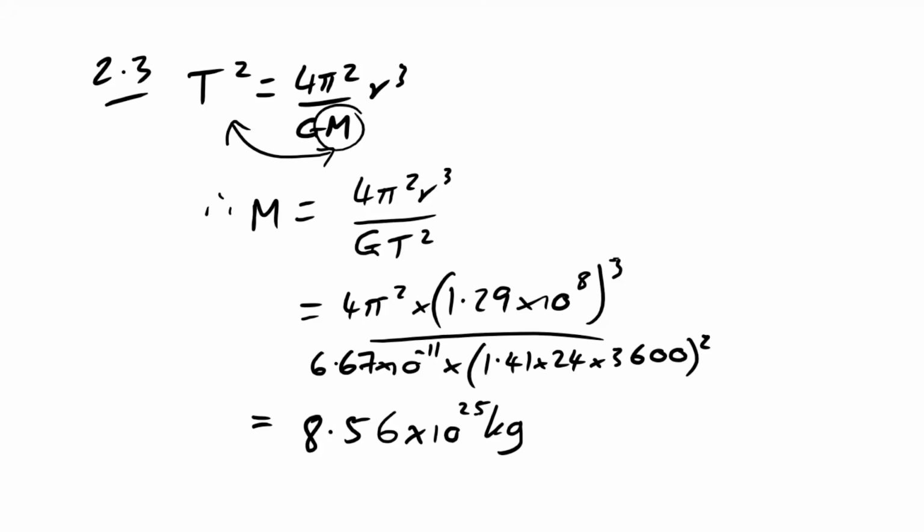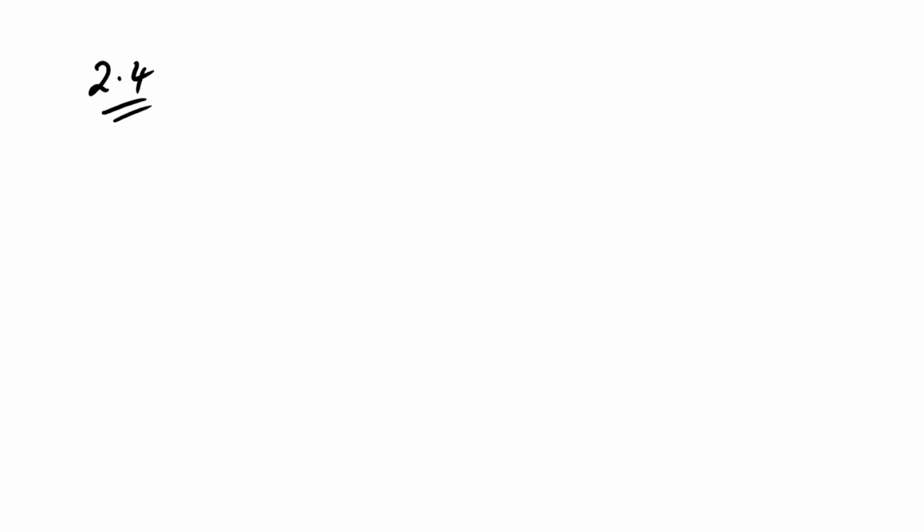And it should be to 3 sig figs because our data was 3 sig figs. 2.4, we have more moons. We're being asked which one has the greatest escape velocity.